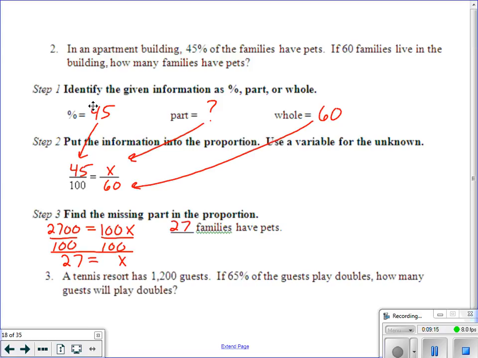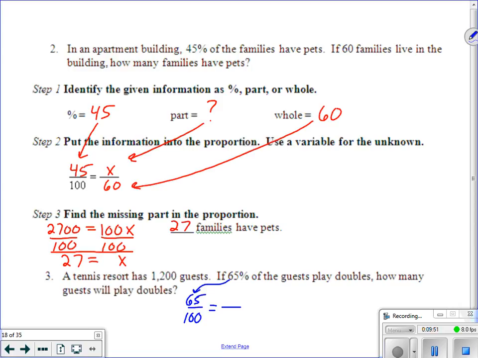Last one here, we're talking about a tennis resort. It has 1,200 guests. If 65% of the guests play doubles, how many guests will play doubles? So again, when we set up our proportion, we know we have to have a 100 on the bottom. And it really doesn't matter if your 100 is on the bottom on the left or on the right. What matters is you make sure that the percent goes over the 100. So that 65%, that's got to go over the 100.